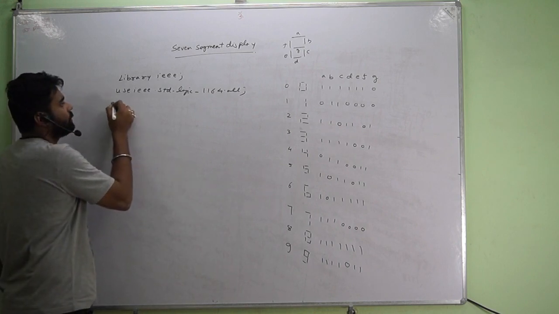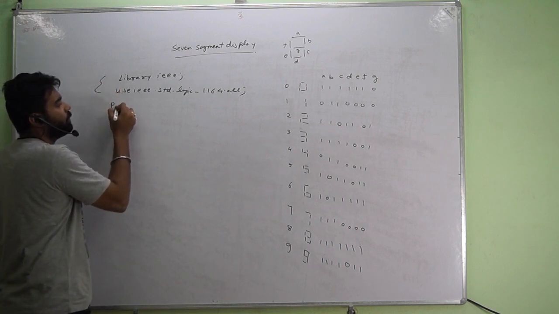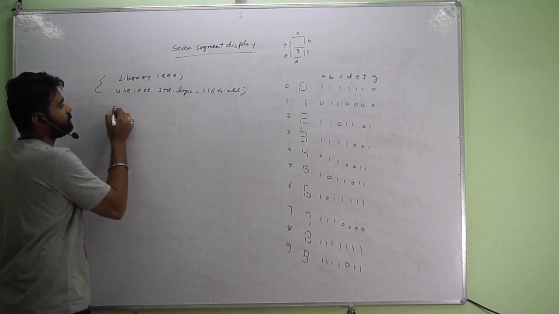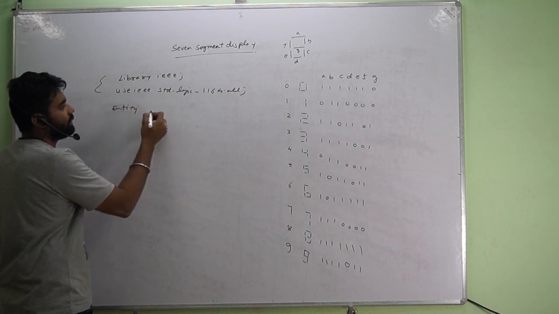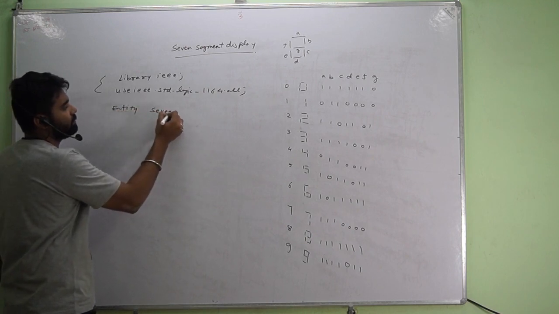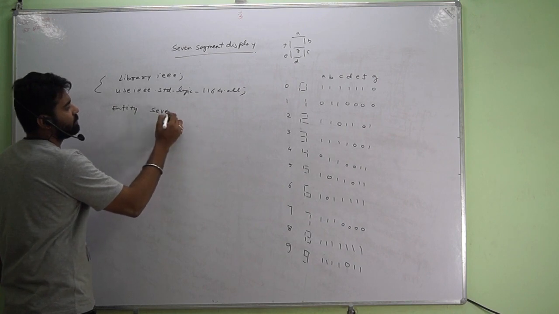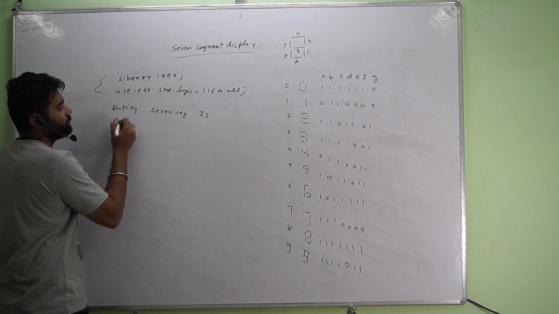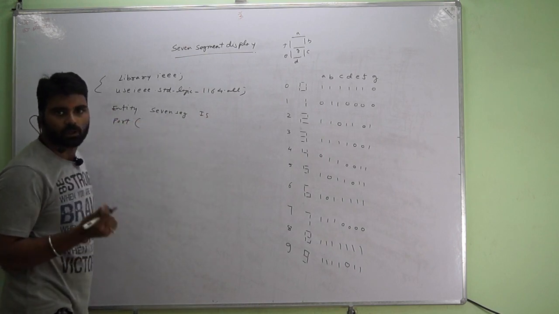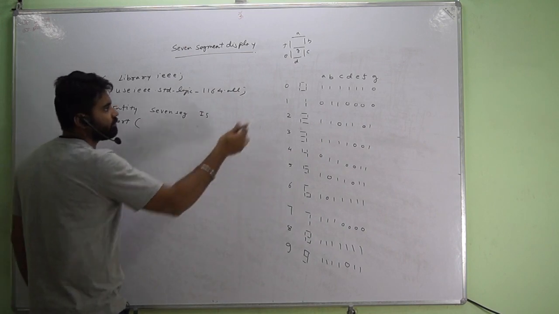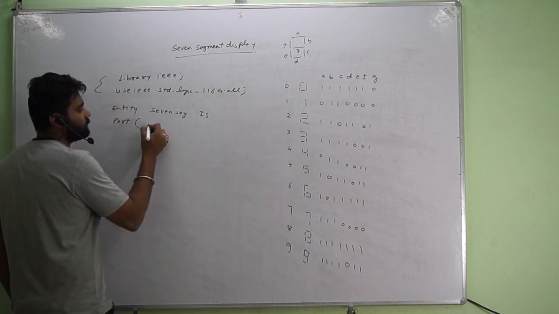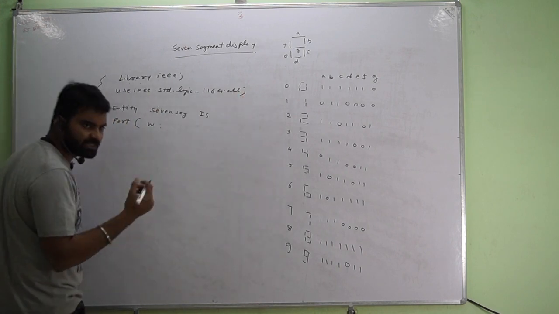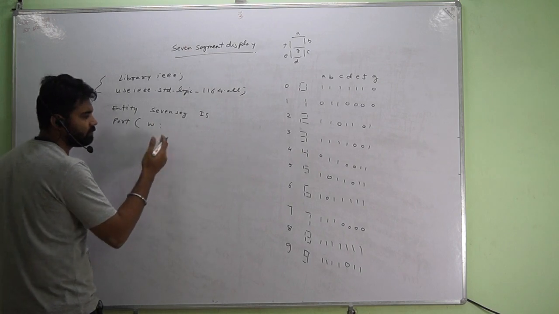Then the entity, we'll name it 7seg is port. For the port, we have to name it W. Obviously from 0 to 9 we can display. So let it be W, a BCD number, obviously from 0 to 9, or let it be W, the more generic one.